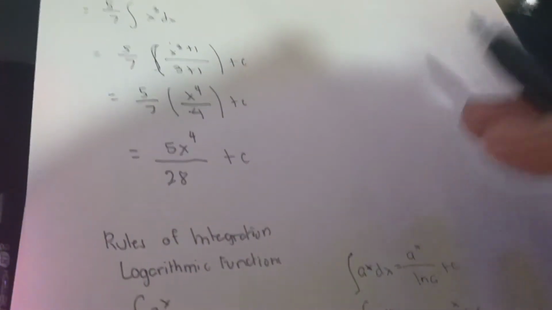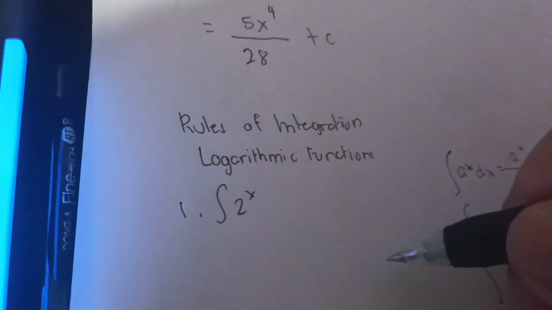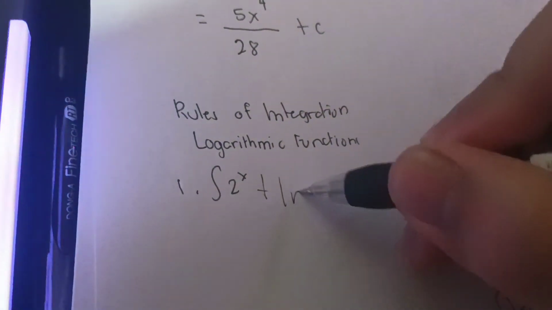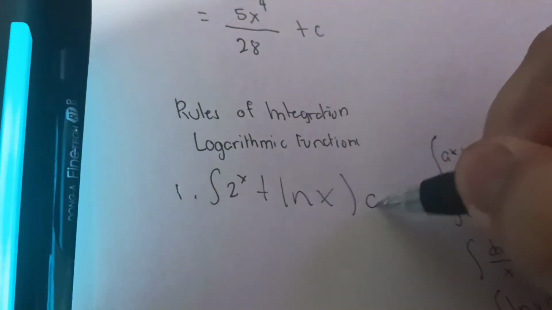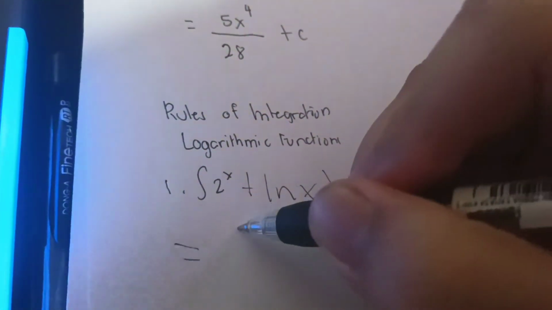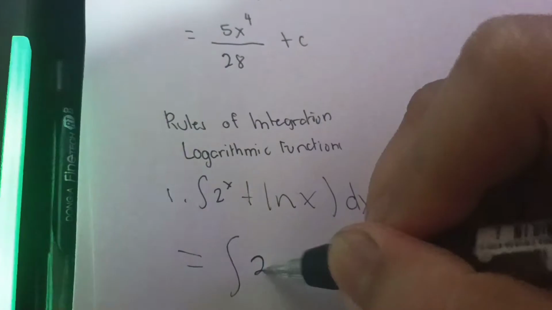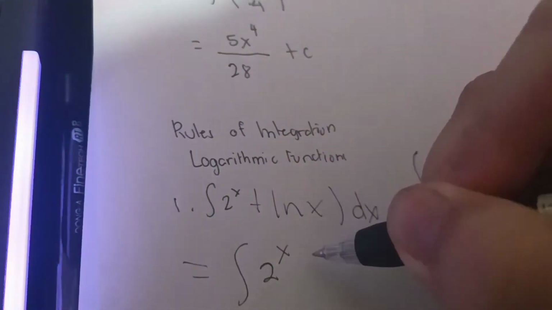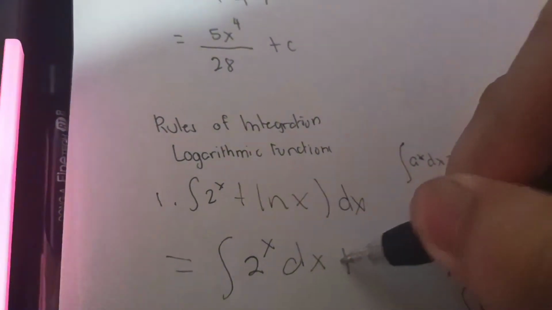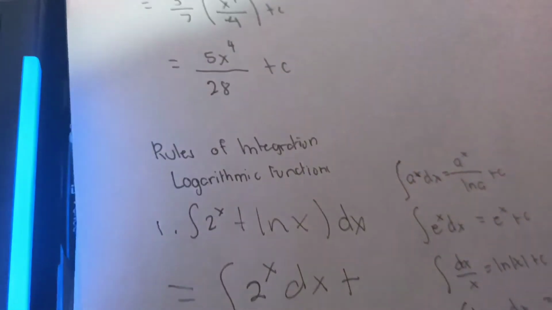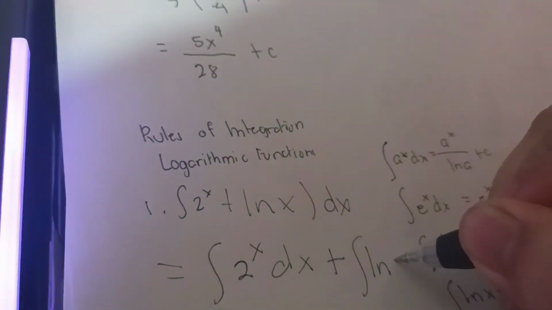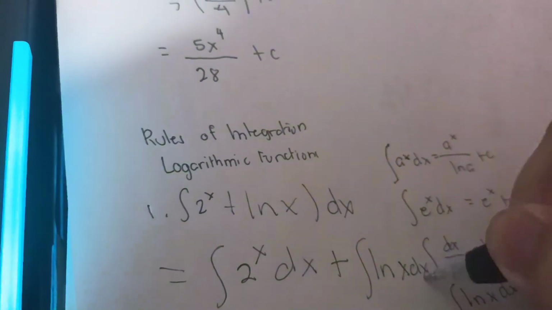So for the first problem, we have 2^x plus ln of x dx. So we're gonna solve this. Integral of 2^x dx plus the integral of ln of x dx.